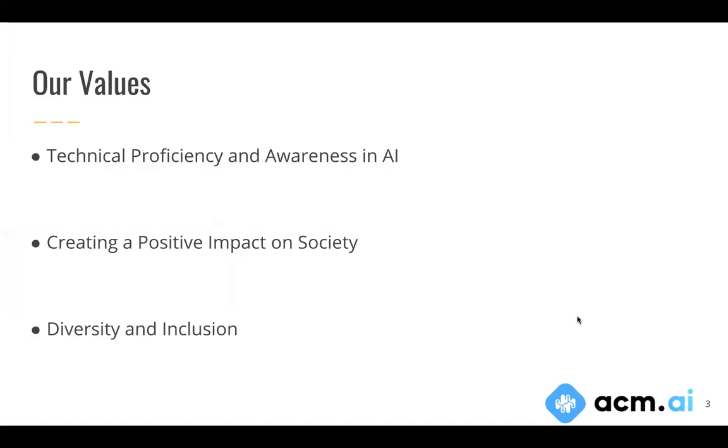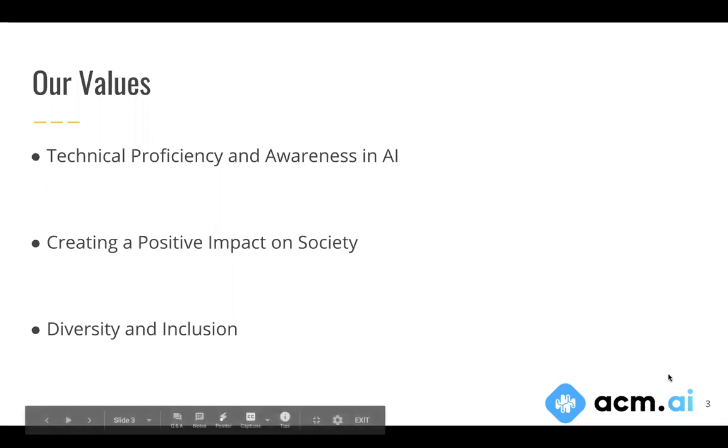Our values are as follows. First, technical proficiency and awareness in AI. All of our initiatives try to either improve your ability to build AI or machine learning models on your own, or understand its impacts on society better. Second, we aim to create a positive impact on society. While this might seem very obvious, as you learn more about AI in the future, you'll learn that it's actually quite easy to create negative impact in society without even realizing or intending to.